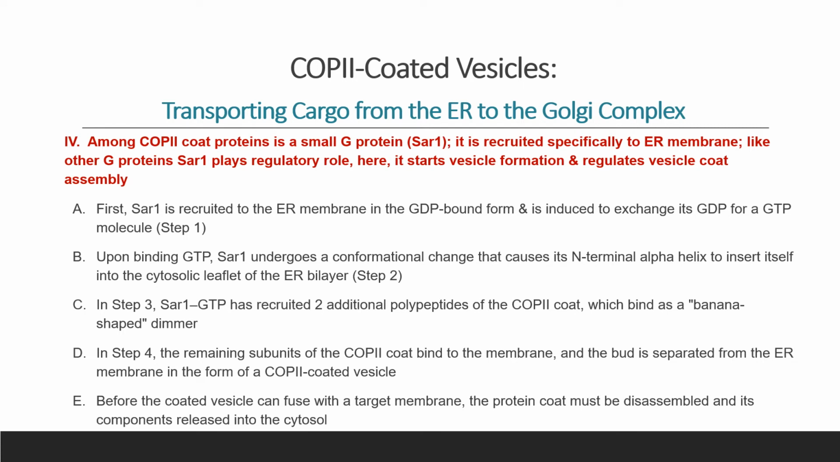Among the COP2 proteins is a small G protein, what we know as SAR1. It is recruited specifically to the ER membrane. And like other G proteins, SAR1 plays a regulatory role, and it starts the vesicle formation and regulates vesicle coat assembly. This slide shows you the stages of how SAR1 is recruited to the ER membrane to be able to produce the COP2-coated vesicles. So just read up on this one, and I will no longer go into details.